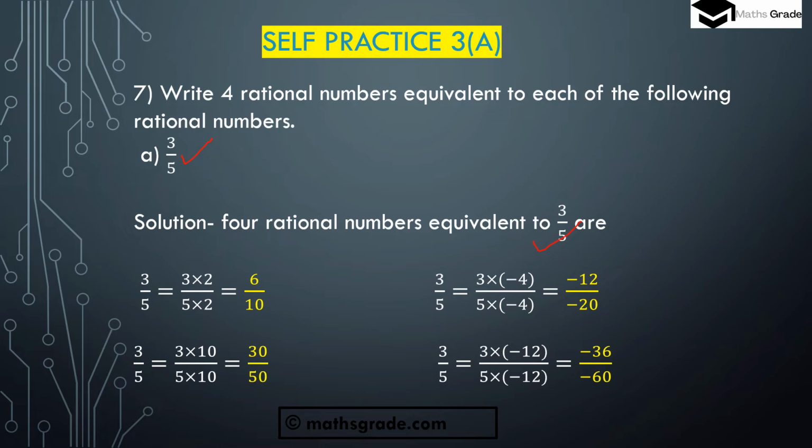If we multiply the number 2 with both numerator and denominator of 3 divided by 5, we get 3 divided by 5 equal to 3 multiplied with 2 divided by 5 multiplied with 2. 3 multiplied with 2 is 6 and 5 multiplied with 2 is 10. So we get 6 divided by 10. 6 divided by 10 is equivalent to the rational number 3 divided by 5.